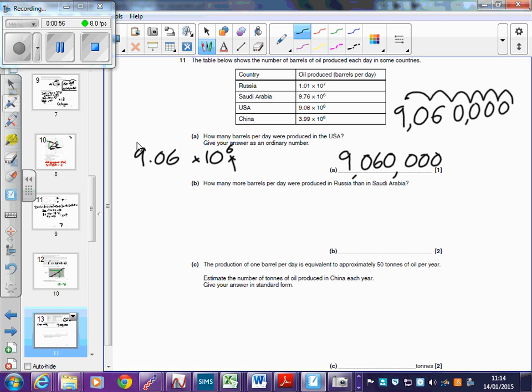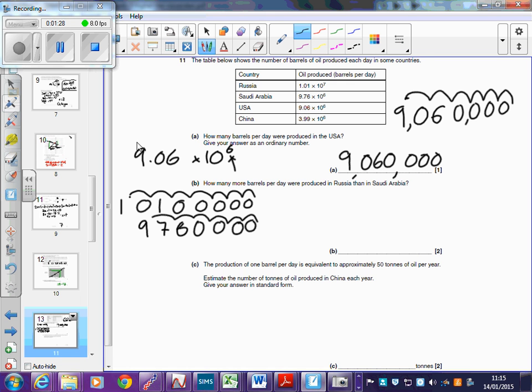Okay, next one. How many more barrels per day were produced in Russia than Saudi Arabia? If we compare those two numbers, Russia is 1.01 times 10 to the 7, let's put that back into normal numbers. So 1, 2, 3, 4, 5, 6, 7, 0, 0, 0, 0, 0. And then Saudi Arabia was 9.76 times 10 to the 6, so 976, and it's going to go 6 places. 1, 2, 3, 4, 5, 6.